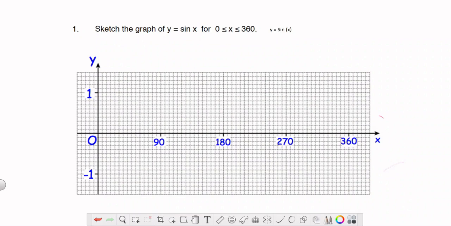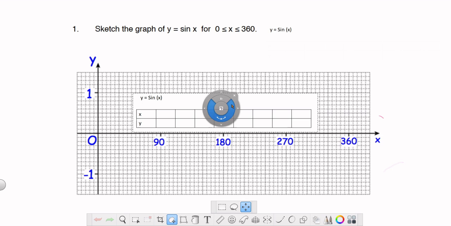Right, what I've got in front of me is: sketch a graph of y equals sine x. Now I've got a graph below to help us do that. Instead of sketching, I'm going to plot it just for illustration so that you understand better what I'm doing. Before I plot the graph, I need to construct a table, which I've done already here.